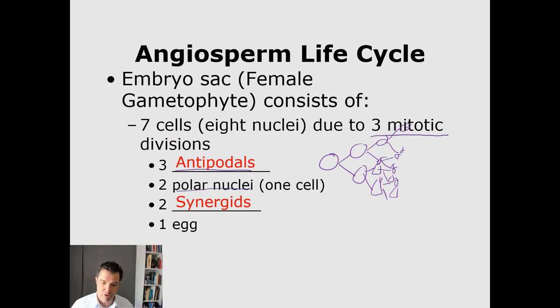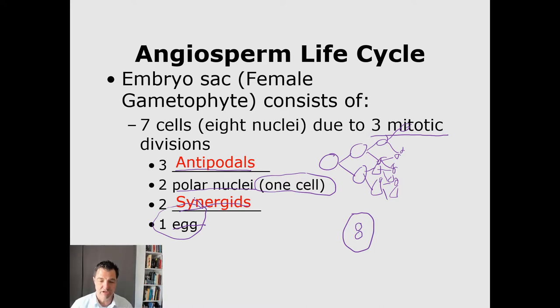Two are going to be polar nuclei. So that's one cell, and it's going to look kind of like this. You're going to have one cell, but it's going to have two haploid nuclei in it. Then you're going to have two synergid cells, and then the one egg, and the egg is what is used for the reproduction part.